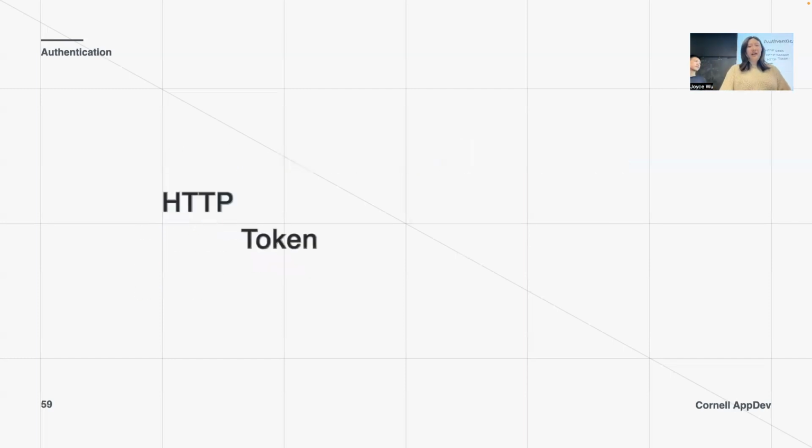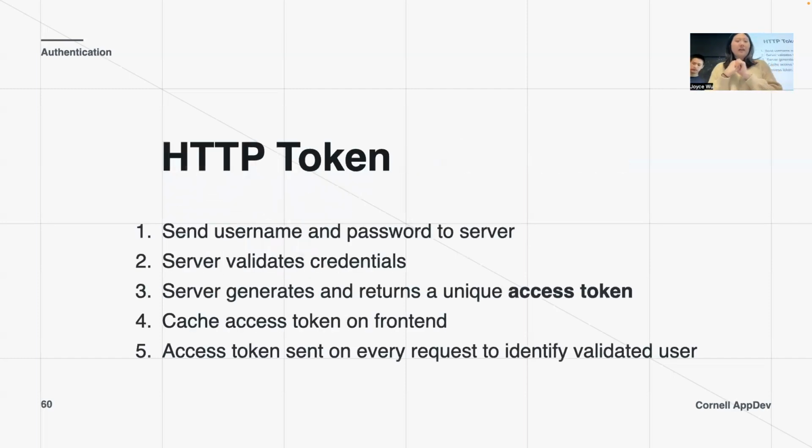But yeah. So now talking about tokens, how tokens work is we still send the username and password to the server whenever we're creating a new user or logging in. And then the server validates the credentials and then generates and returns a unique access token. So this access token is different than a session because this access token is usually just a string. And so it's a lot less storage.